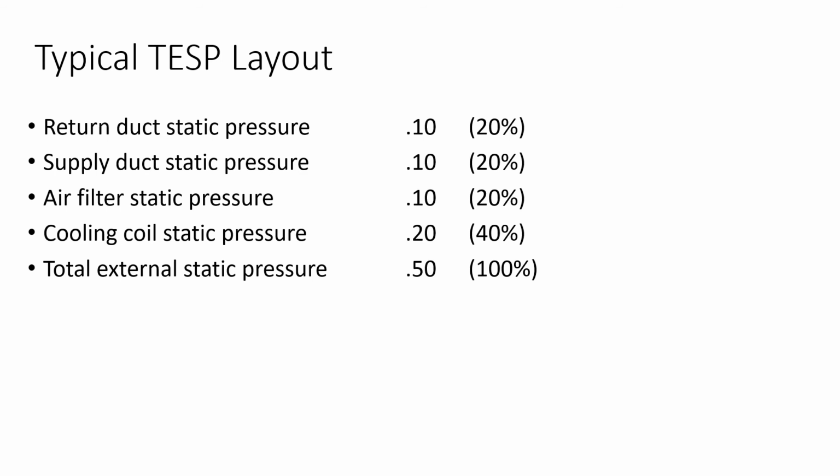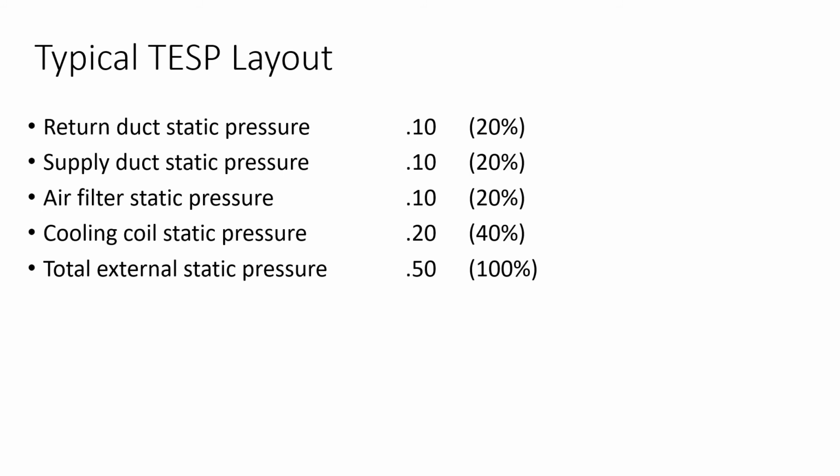Our return duct static should ideally be about 0.10, or a tenth of an inch, and that should make up 20% of our total external static pressure. So then you can plug whatever numbers you want into this. Like if your system's designed to run at 0.8, then just 20% of that is going to be what your return duct static is going to be. Supply duct static, again, 0.10 or 20% of that total external static pressure.